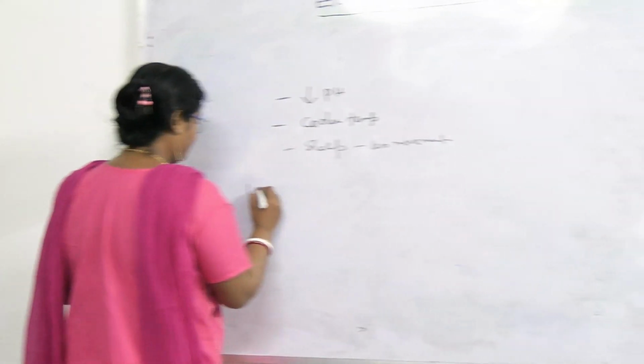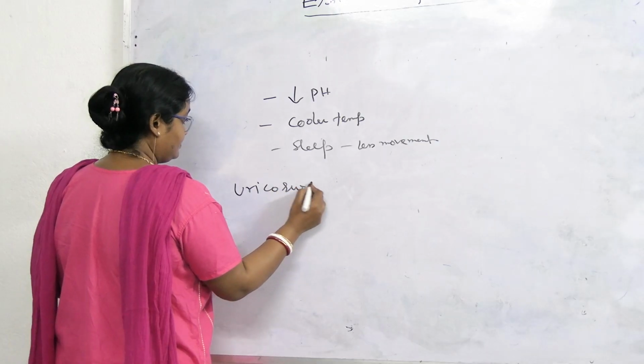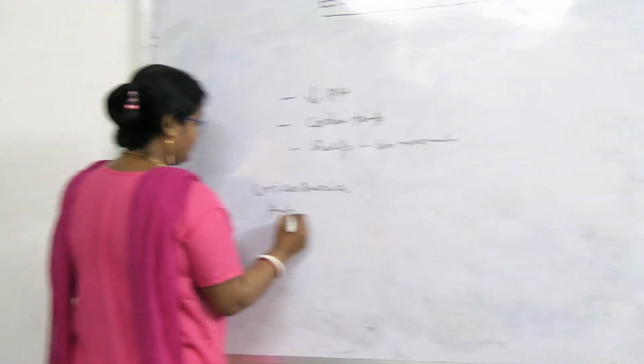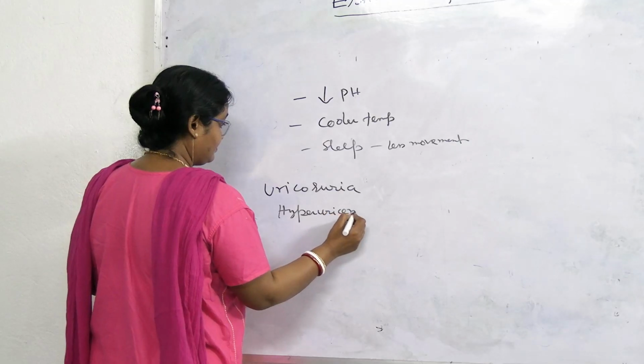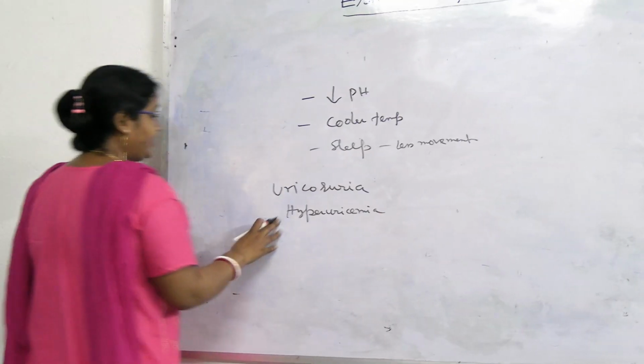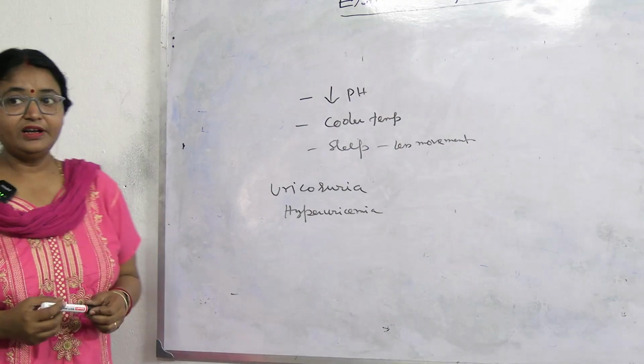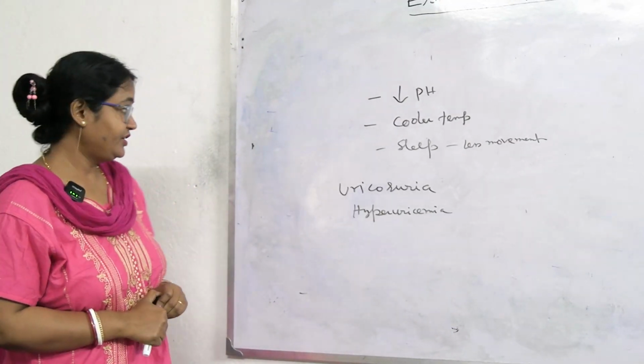So, increased uric acid in blood is called hyperuricemia, and if it is excreted through urine, it is called uricosuria. In blood it is hyperuricemia, and in urine, if it is excreted, it is called uricosuria.